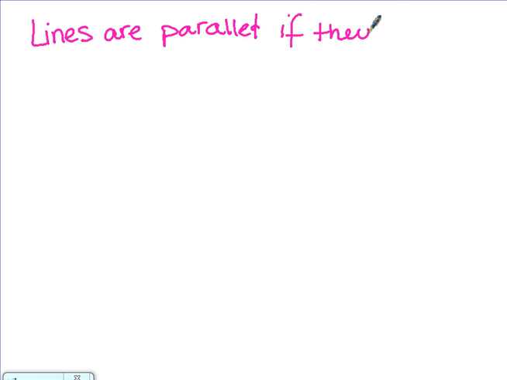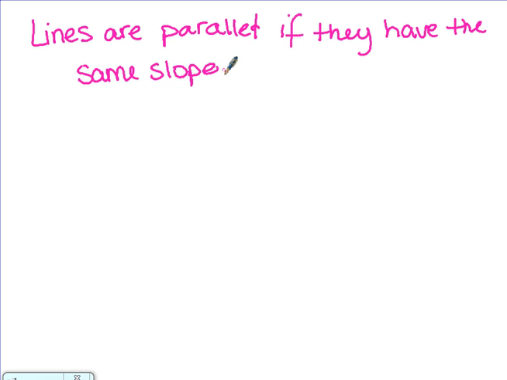All right, the next thing that we're going to talk about is a line parallel to a line. Lines are parallel if they have the same slope. So same slope, parallel lines. Parallel lines have the same slope.